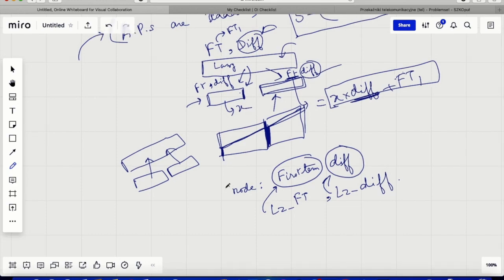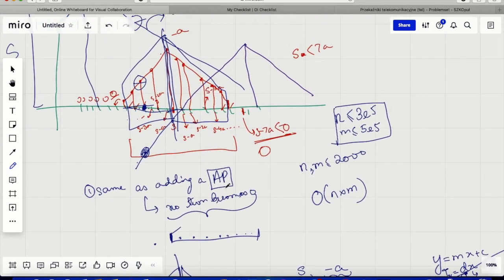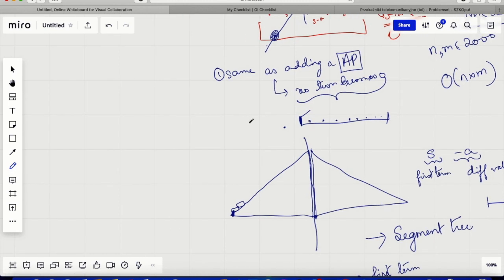Now, how do we break our queries into APs which we can then insert into our segment tree? Well, we characterize an AP using its first term and its difference term, right? So when we are given a particular point in our query, this is not the first term. I mean, this is the first term for the AP of the right side, but then you have to add an infinite AP here.